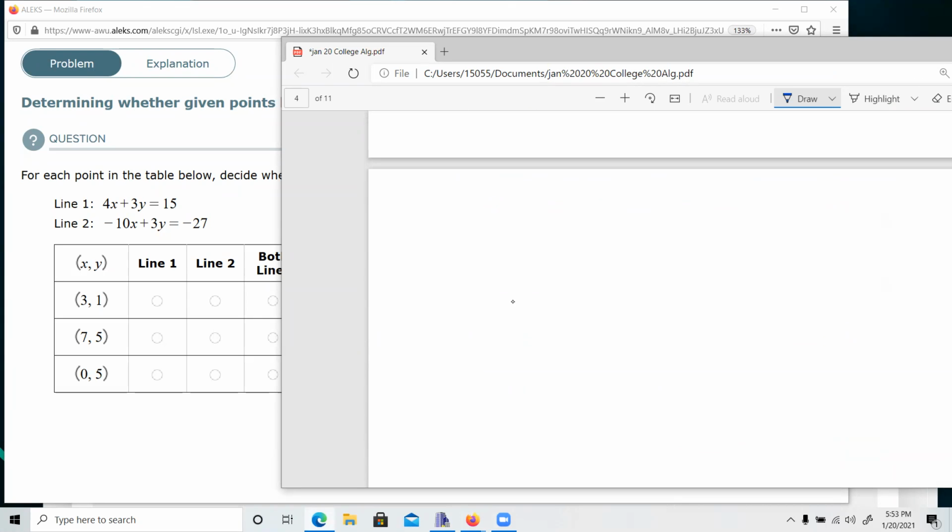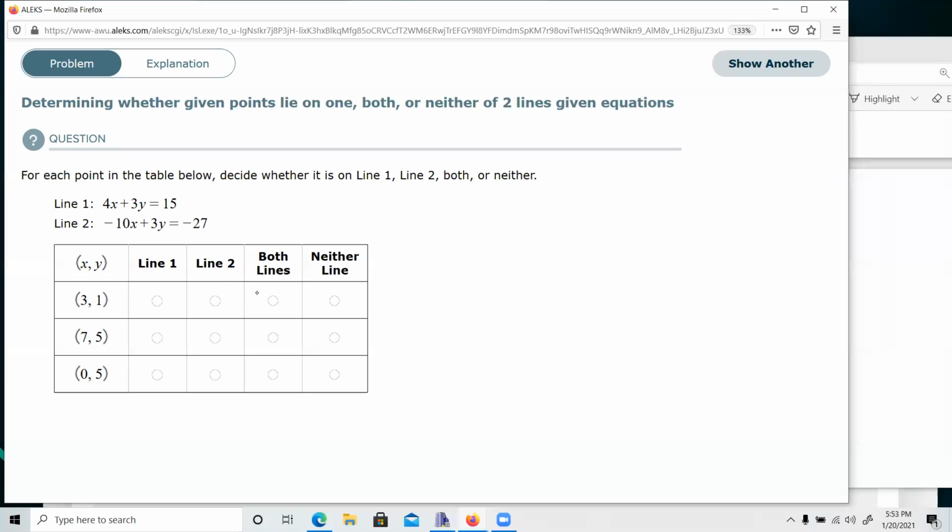Okay, so we have 4x plus 3y is equal to 15. Let's see if that's true. Negative 10x plus 3y is equal to negative 27. So these lines are going to have different slopes, so there's only one point that's going to be true for both of them. But they really have us checking out everything that's here. So we have to check everything because they want this whole matrix filled out of, is it one line or the other line, both or neither.